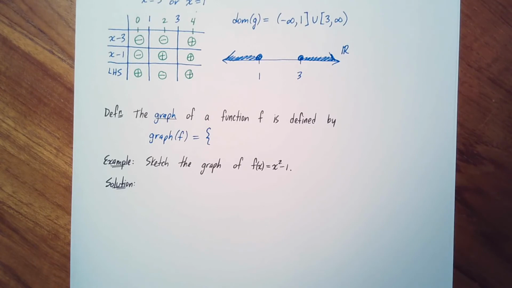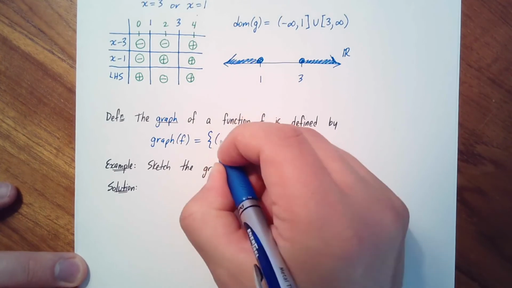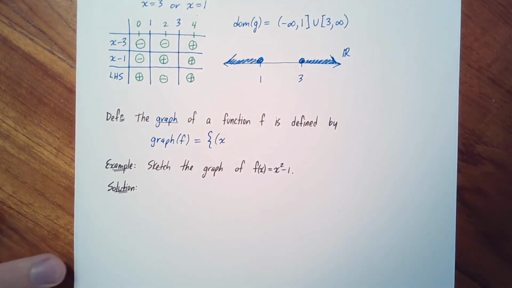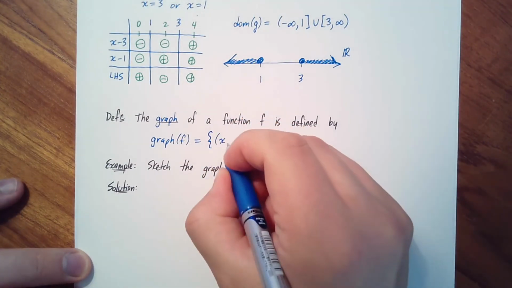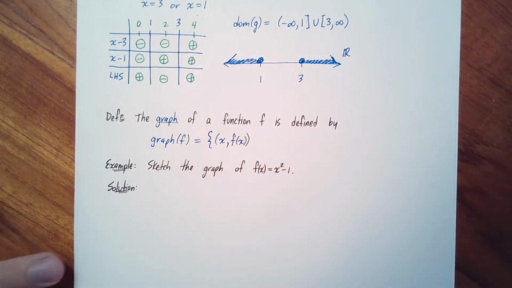So really a graph is a set of points, right? You might think of the graph as a picture because that's usually how you express it, and we'll do that in an example down here. But formally, a graph is just a set of points. And the points all have the following form. They've got two coordinates. So the first coordinate I'll label as x, and I'll label the second coordinate as f of x. So this is a very specific form of a point.